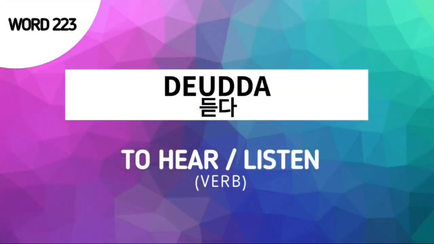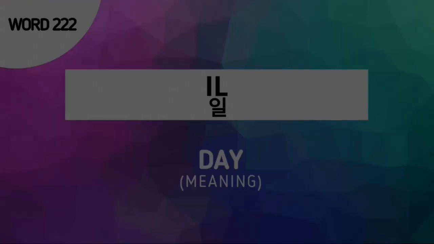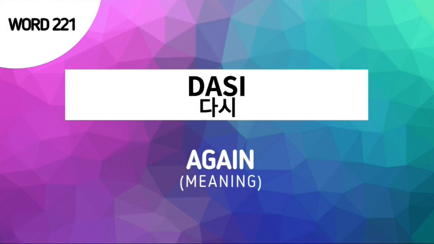Word number 223 is tuta. This is a root verb which means to hear or listen. Word number 222 is il, and this is the Korean term for day. To be specific, it indicates a day of a calendar. Word number 221 is dashi, which means again.